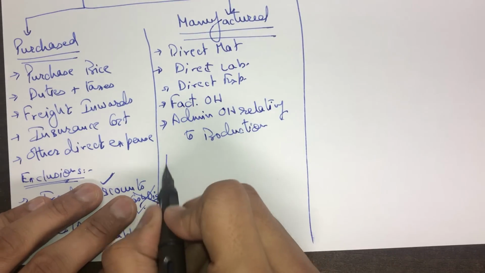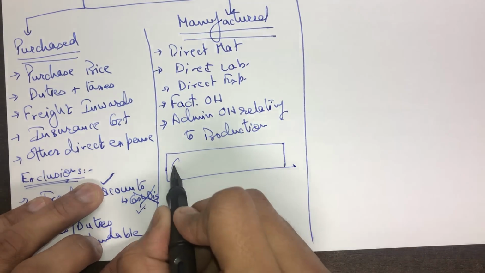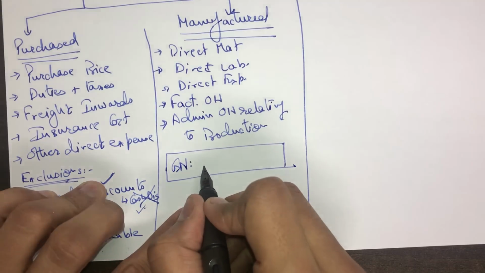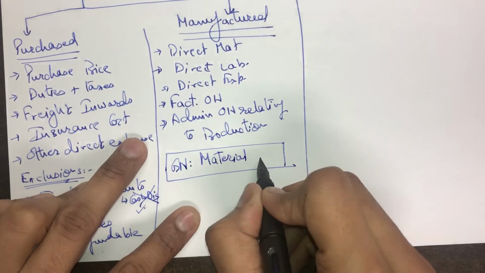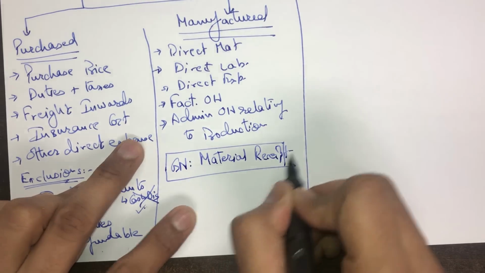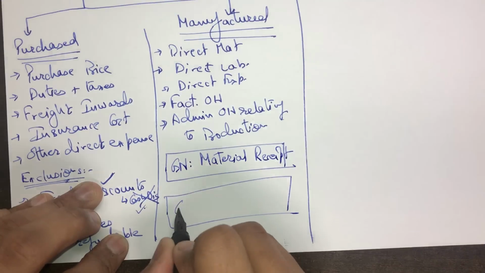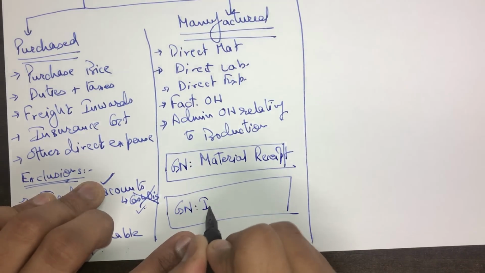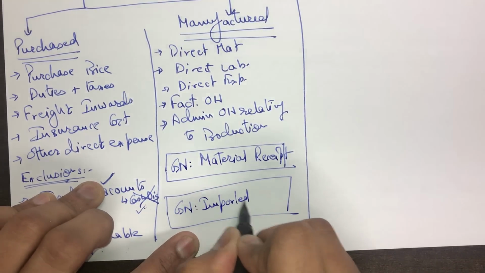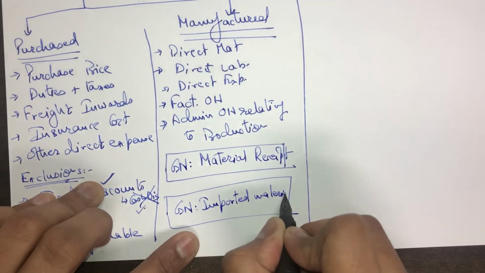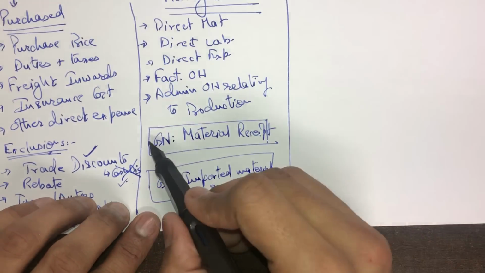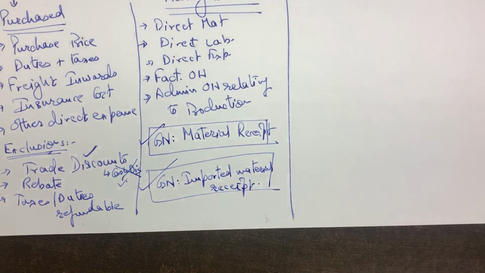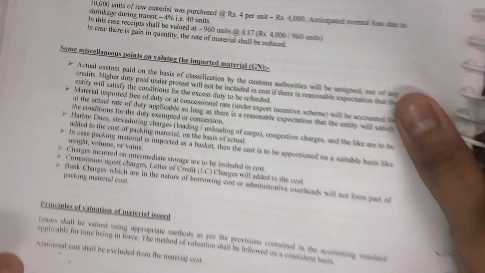Please note that there are two guidance notes which you have to study yourself. Guidance note number 1, which is guidance note on material receipt, and guidance note number 2, which is guidance note on imported material receipt. You have to read these two guidance notes yourself and learn the provisions of these two guidance notes. These are very, very important from the perspective of the examination.